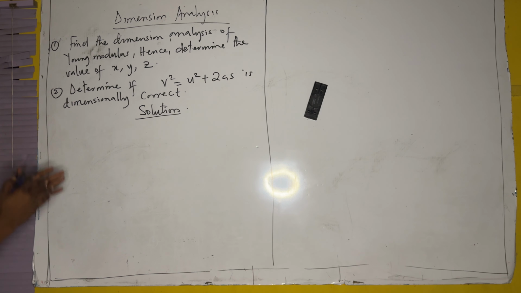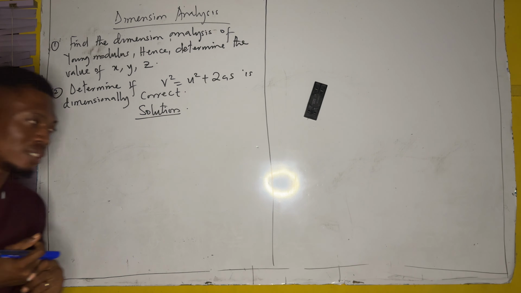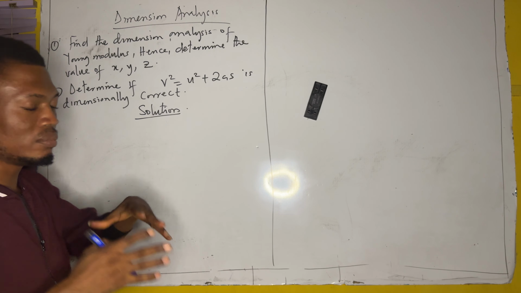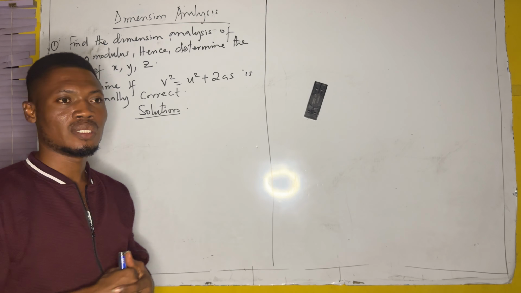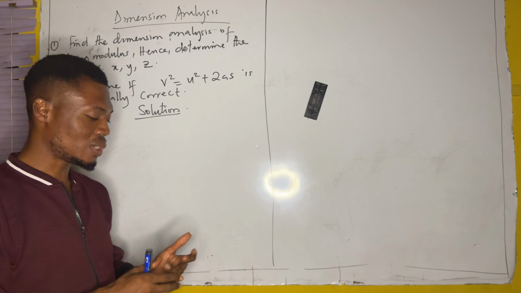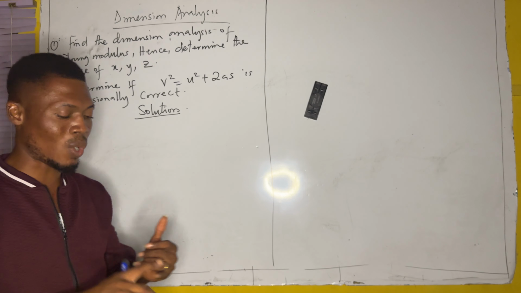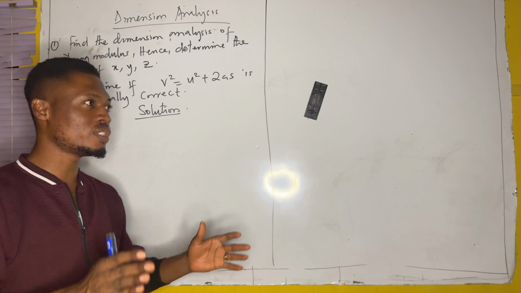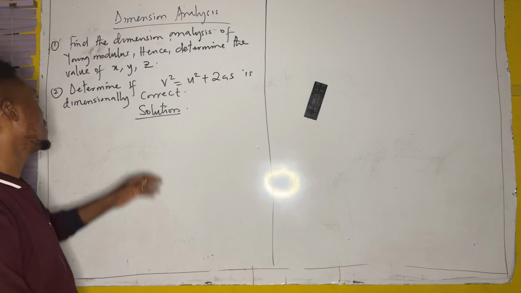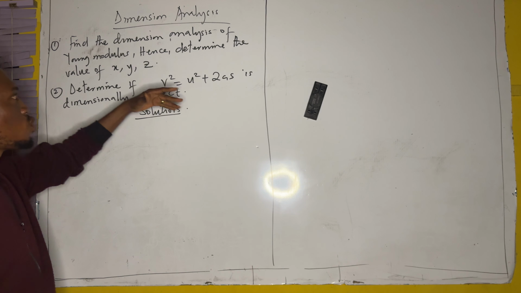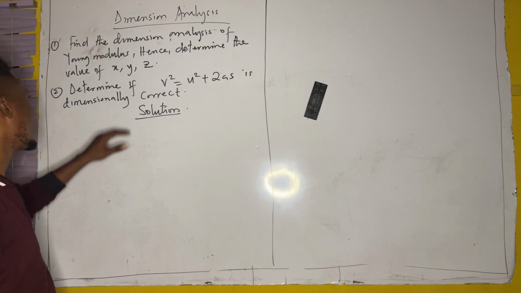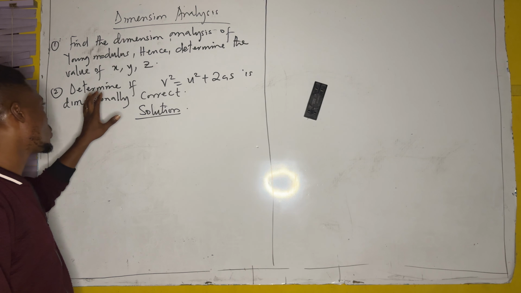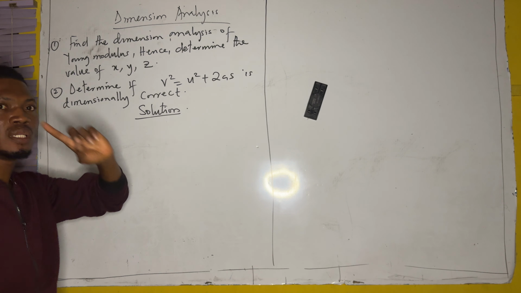Today we'll conclude what we started, dimension analysis. And here we have two questions that will seal up what we started in the previous class. Dimension analysis generally has three phases. One, to calculate the dimension analysis of a quantity. Two, to determine the value of x, y, z of a dimension analysis of a quantity. And three, to determine if an equation is dimensionally correct.